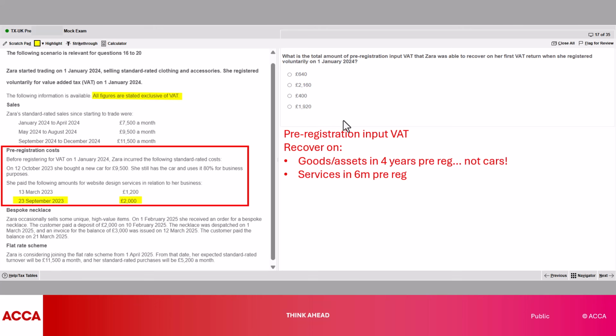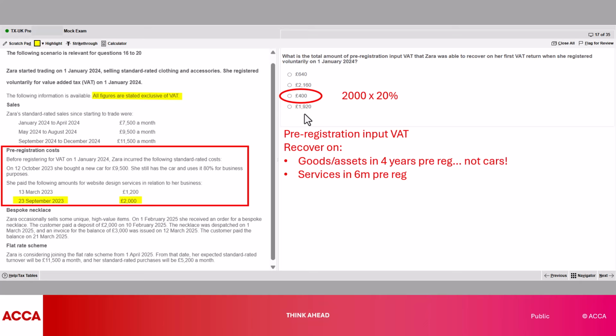So the answer that we want then, we can just claim back 20% on the £2,000, which is the answer number 3. And the other answers here, if you chose 640, then that actually claims back the input VAT on both of those service costs. The 2160 claims it on both of those costs and the business percentage of the car, which might seem quite logical, but unfortunately is wrong. And the final answer claims back just on the £2,000 of services and the business percentage of the car.